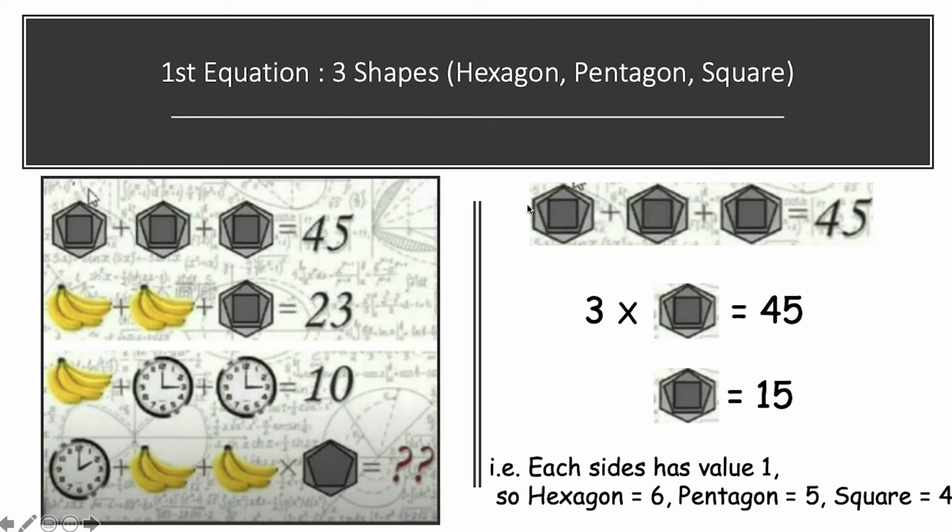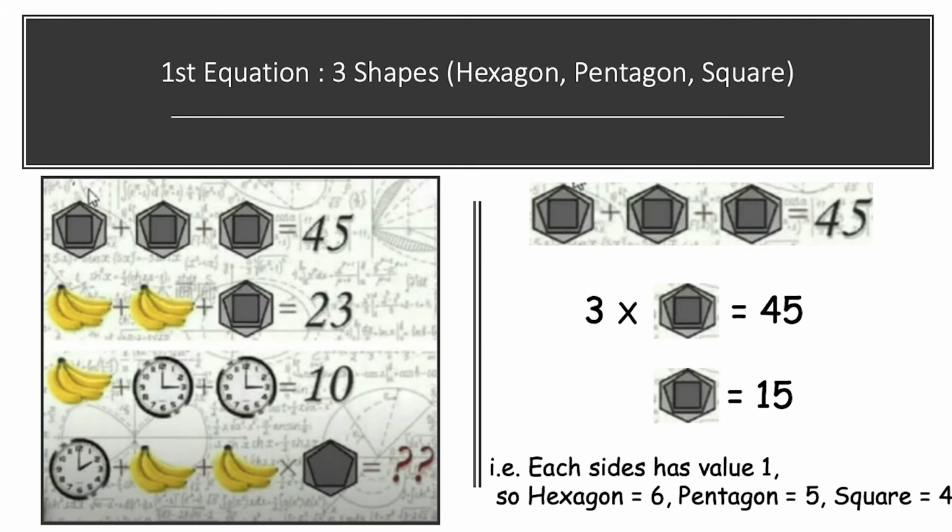Hexagon, and inside it, it has pentagon and square. So we have got three shapes whose sum is equal to 45. On solving this equation, we will get one shape value as 45 by 3, that is equal to 15. So friends, from the first equation we have got the value of one shape that is equal to 15.